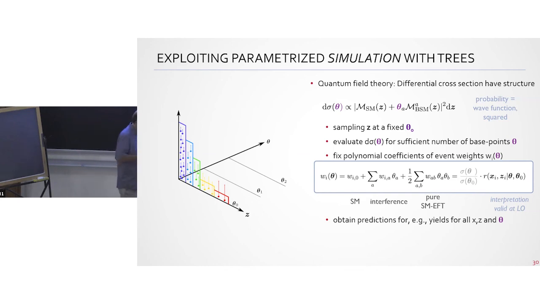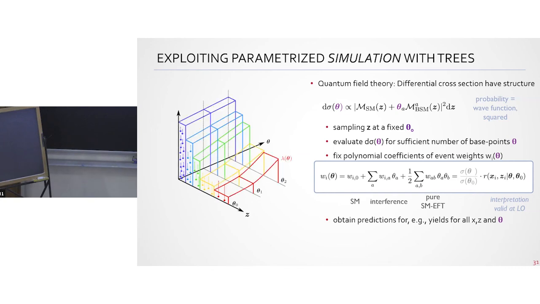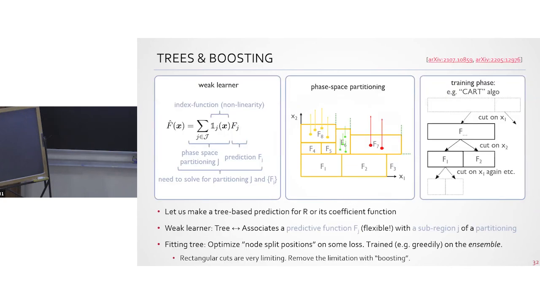These weights are polynomial, for the same reason why all the SMEFT predictions are polynomial. They allow us to obtain predictions for all x and c and theta. So we can use these weight functions, which some people call morphing, to move in parameter space and get morphed, or I would say reweighted, distributions.